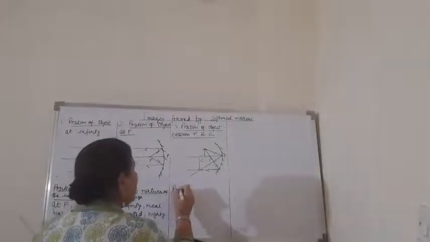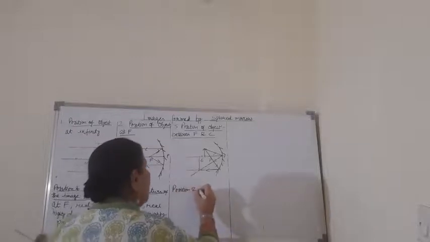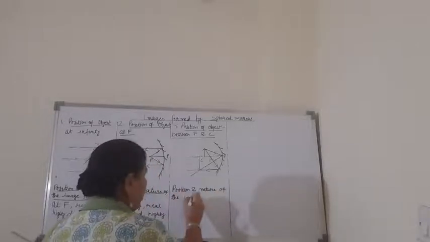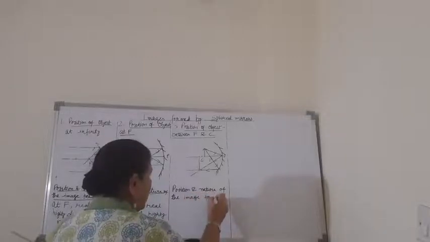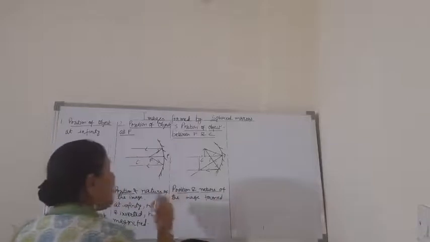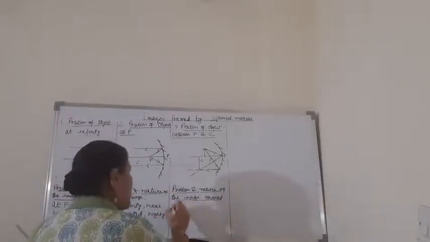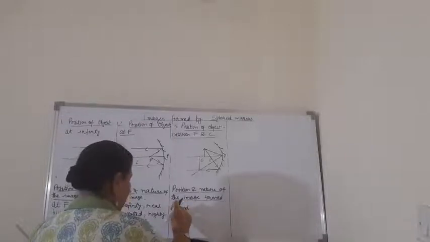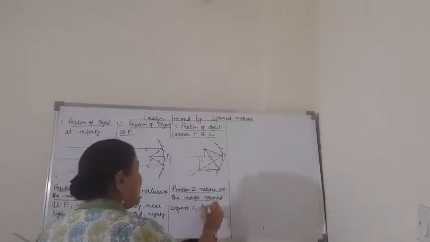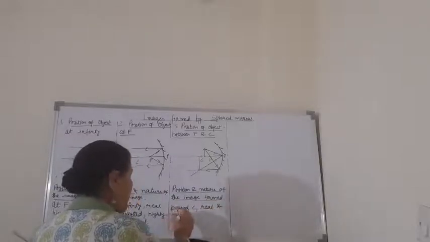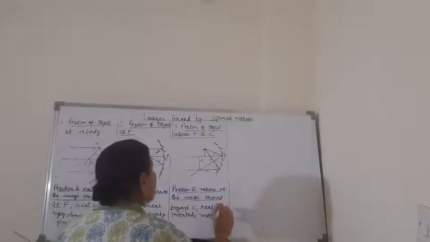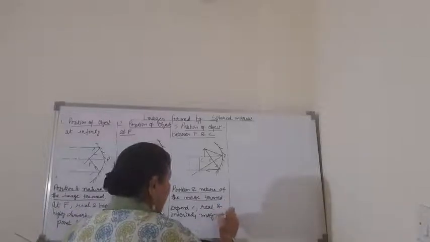So what will be the position and nature of the image formed? The position will be beyond C, that is beyond the center of curvature. Nature: it is in front of the mirror, so the nature will be real and inverted, and the size will be magnified. So it will be a magnified image.